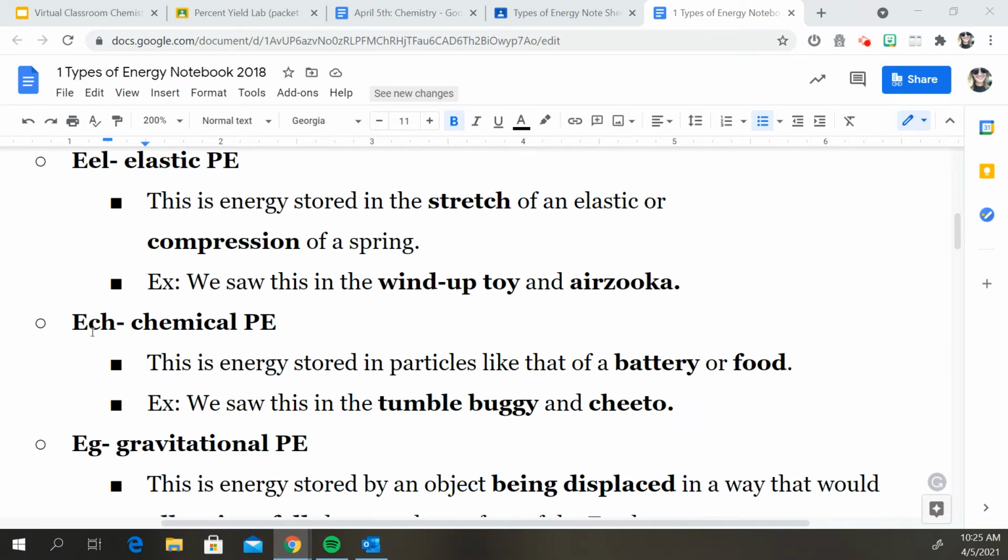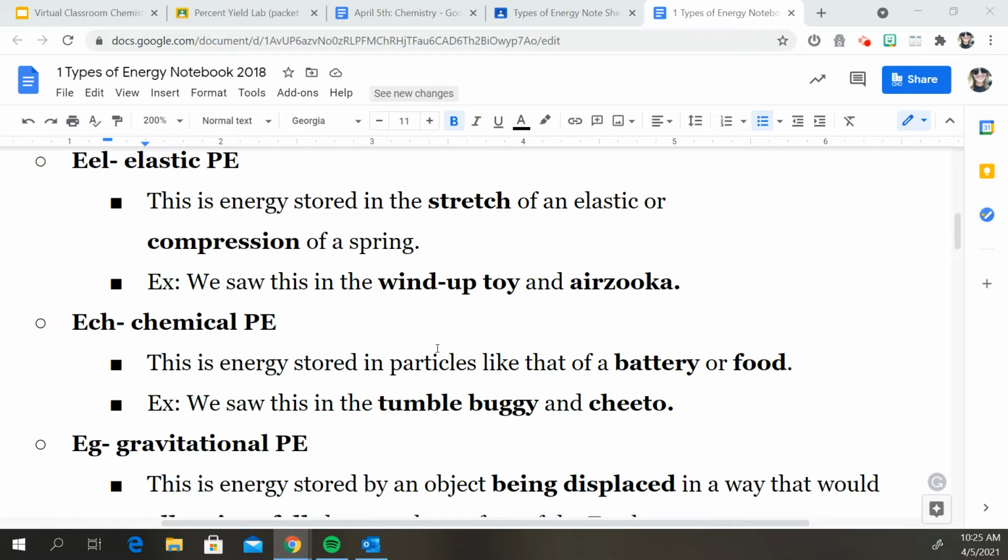Then we have ECH, which is known as chemical potential energy. This is the energy that's stored in particles like battery or foods. So you might not know this, you might. Foods that we eat store a bunch of energy. That's actually how we get energy. That's usually stored in a molecule called glucose, the molecule that our body breaks down to give us energy. But there's also some energy in forms of starches and proteins and fats as well. But that's going to be chemical energy. So we are going to see this in our lab tomorrow and Wednesday.